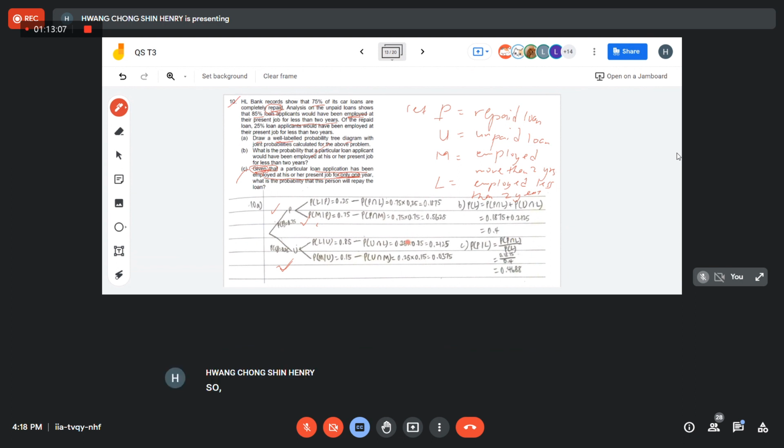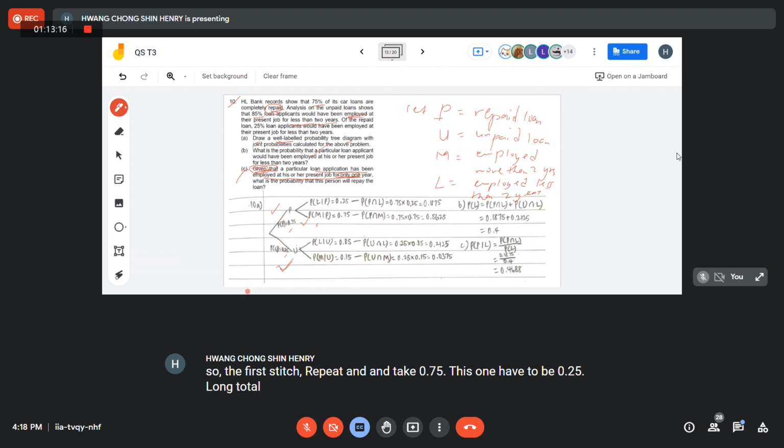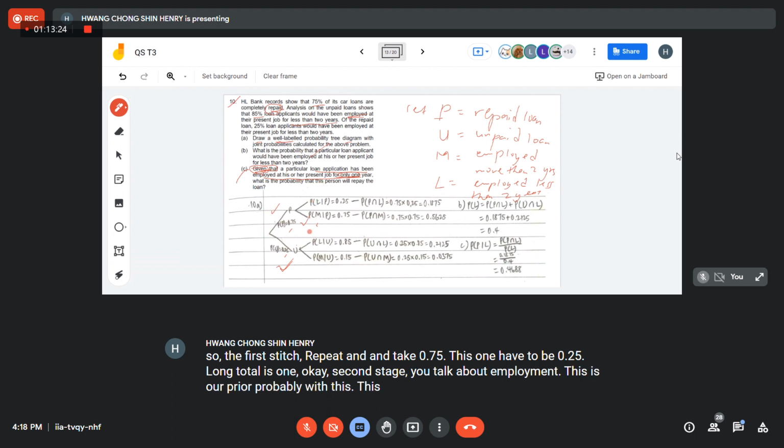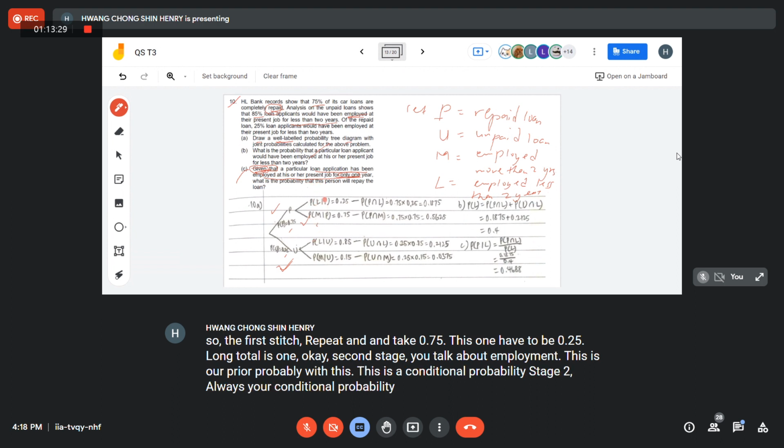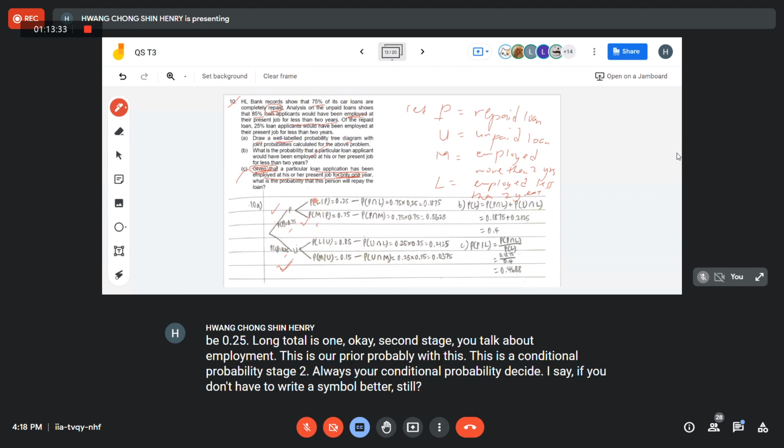So the first stage, repaid and unpaid: 0.75, this one has to be 0.25, total is 1. Okay, second stage, we talk about employment. This is your prior probabilities. This is your conditional probability. Stage 2 is always your conditional probability. That's why I said if you know how to write the symbol, better still. If you don't know, just write the number.